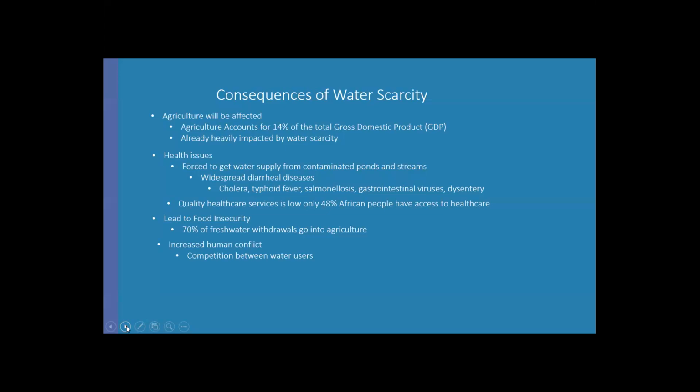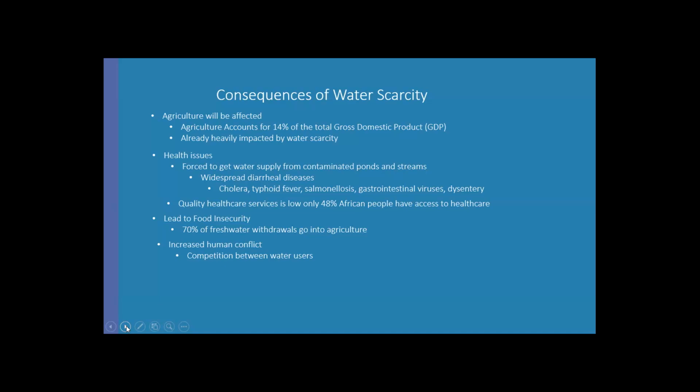If the area is water scarce, you will find water by any means possible. And this may mean getting water from contaminated areas such as ponds and streams. This can bring on diseases such as cholera, typhoid, salmonella, or gastric issues, dysentery, to name a few. This can be a dangerous thing for Africans in that the quality of healthcare is very low. Only about 48% of Africans have any access to healthcare.